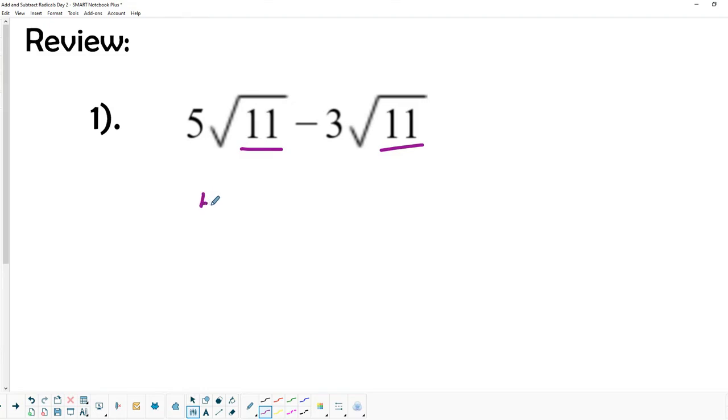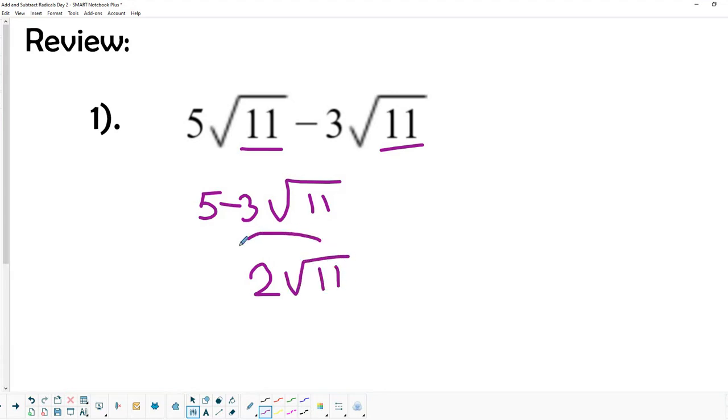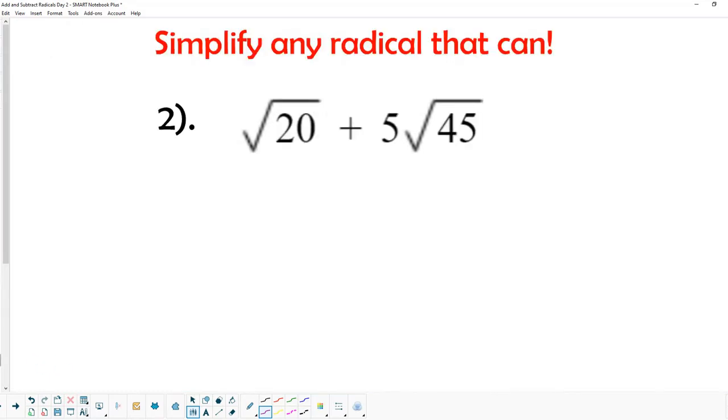5 minus 3 times the square root of 11. And 5 minus 3 is just 2. So we have 2 times the square root of 11. And that is the answer to this particular problem. Okay, this next one. We notice we got 20 and 45. We can't add those together yet because those radicals are not the same.